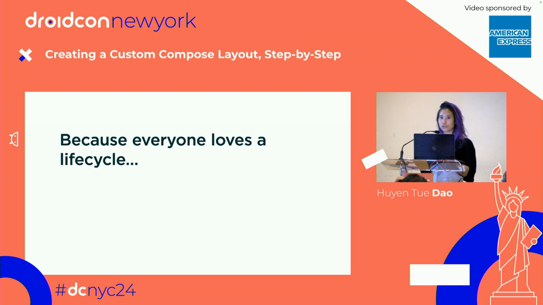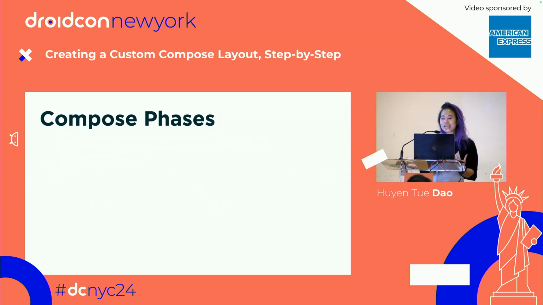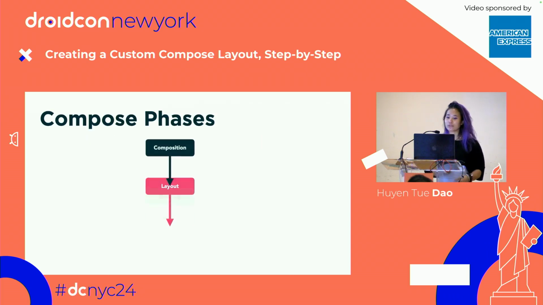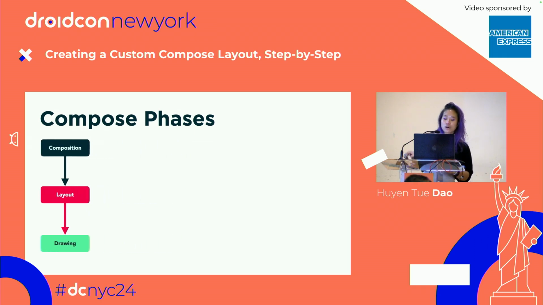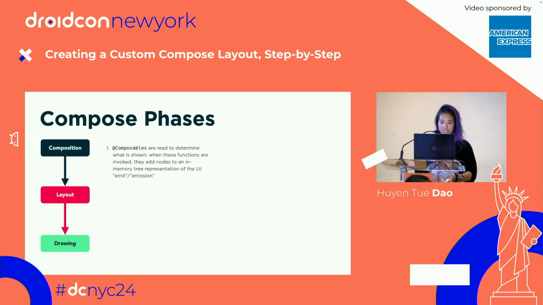So before we get to the actual coding, and I'm going to code for you, hopefully, we've got to talk about life cycles, because everybody loves life cycles. At least we're supposed to love life cycles as Android developers. We did have a view life cycle back in the day, but now we have Compose phases. There are three phases in turning your composable functions into renderings on the screen: composition, layout, and drawing. So what do these three things do? Composition is basically those composable annotated functions that we're writing.